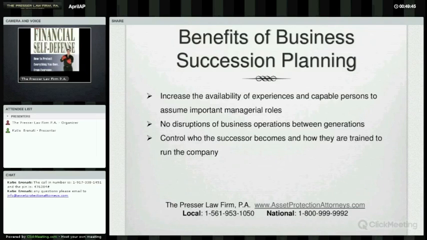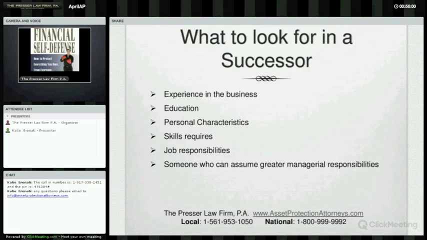So, before you pass away, you can say, okay, this is who's going to take my company the furthest and make it the most successful. And you can actually pick that person and train them how you want them trained, rather than, God forbid something happens and they're trying to pick up the stones, trying to do the best they can.